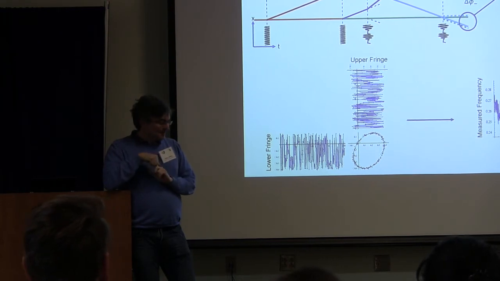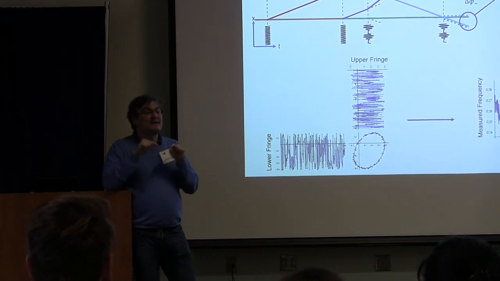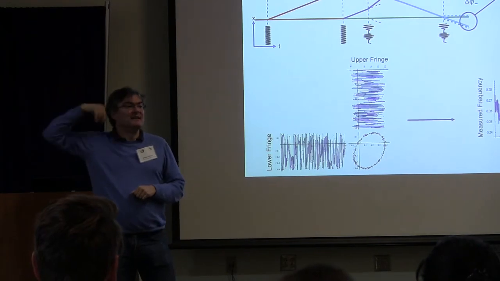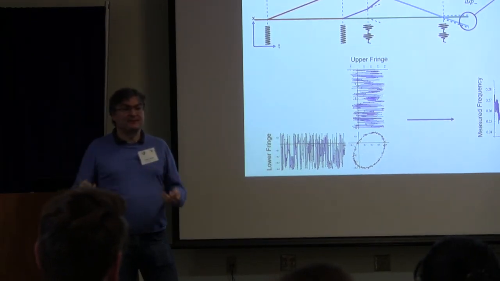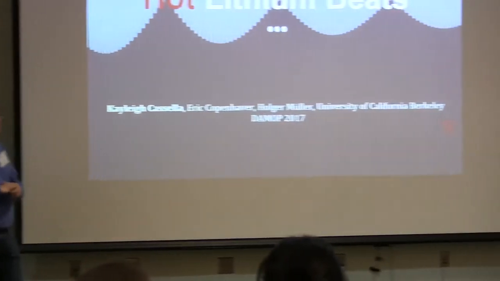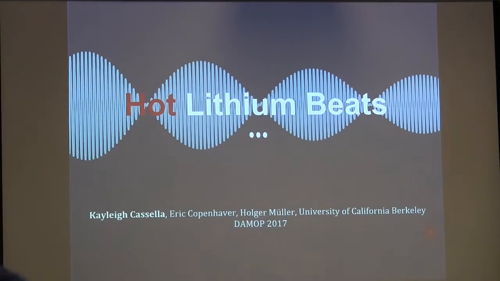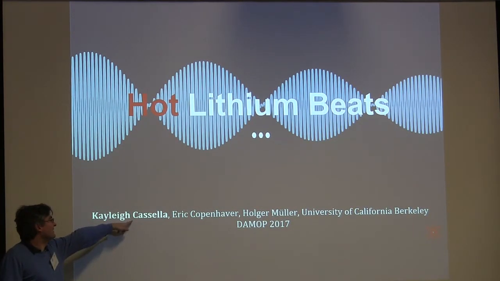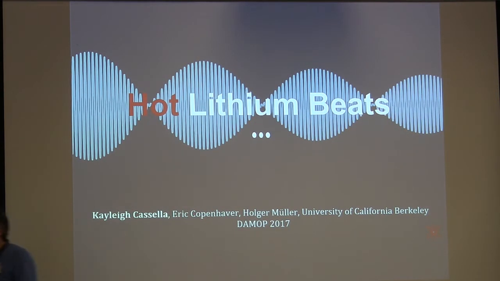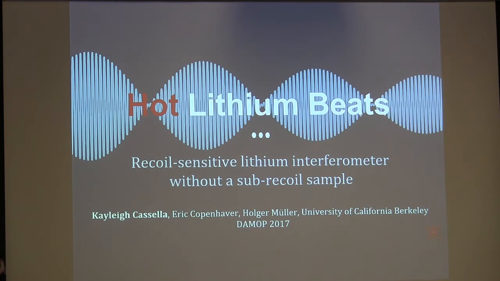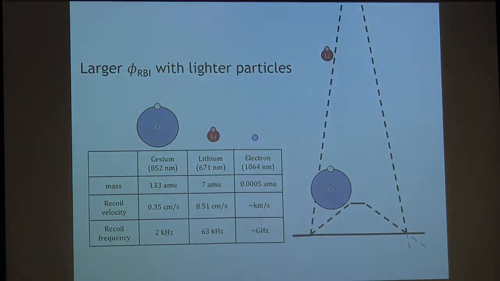And second, those light atoms have less of a hyperfine splitting. I'm thinking in particular of lithium, which has an unresolved hyperfine splitting, and that means the standard laser cooling methods don't work quite as well. So we worked very hard to make an atom interferometer with light atoms that are unfortunately hot. So these are slides I've stolen from a grad student, Kayleigh. Everything is here. Together they have done this, right? The point is, can I make a sensitive lithium atom interferometer without having a cold sample, not even below the recoil temperature? The advantage is obvious.